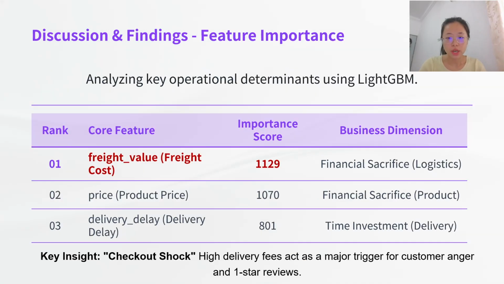Addressing my first objective, I used the LightGBM model to extract the importance of each feature. The results were surprising. Unexpectedly, freight value ranked higher than the base product price as the strongest driver of customer dissatisfaction. This shows the online shoppers are extremely sensitive to secondary shipping costs. Checkout shock from high delivery fees acts as a major trigger for customer anger and one-star reviews.